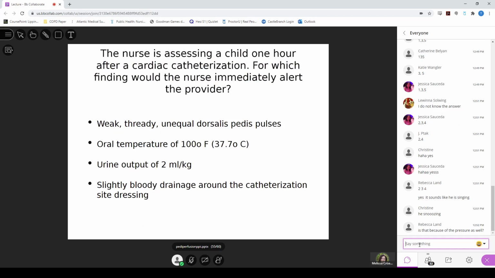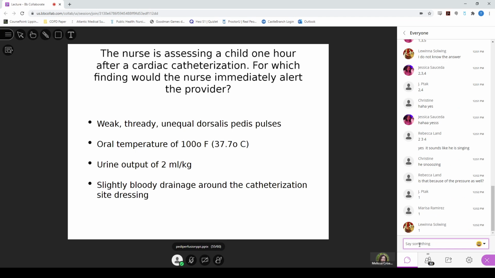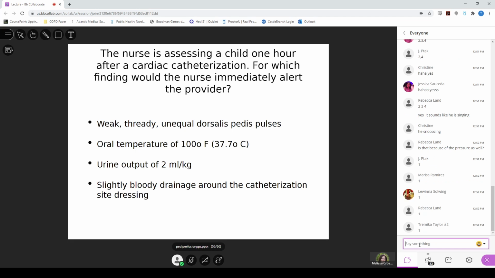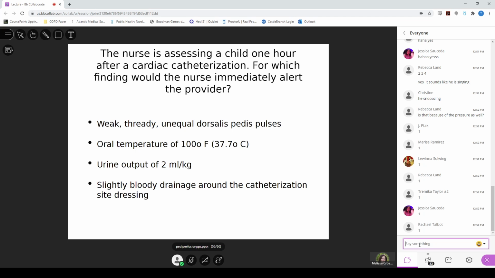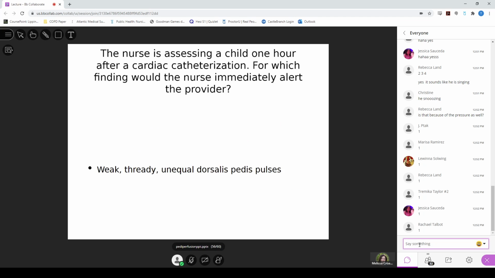So a nurse is assessing the child 1 hour after cardiac cath. Yeah, it's because of pressure, the risk of hemorrhage. Okay, so the nurse is assessing a child 1 hour after cardiac cath. For which finding would the nurse immediately alert the provider? Good. Yep. Weak, thready, unequal dorsalis pedis pulses. It shows an obstruction and definitely a change from pre-op pulses.